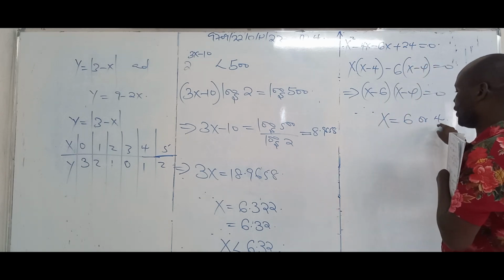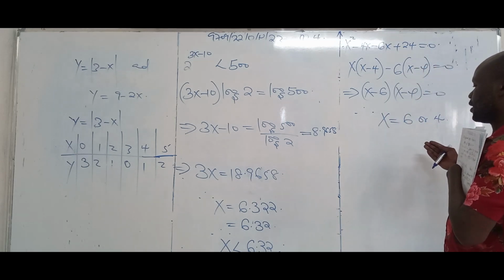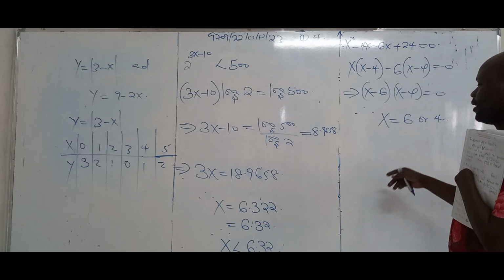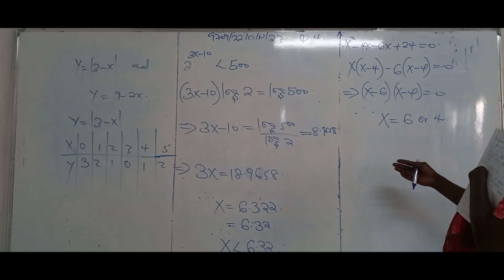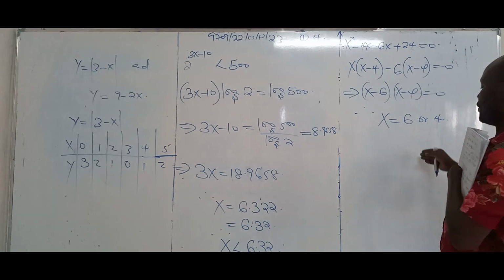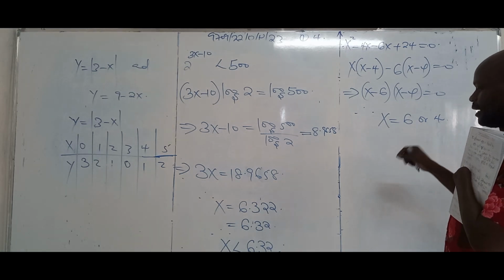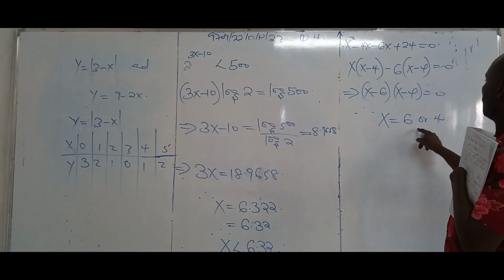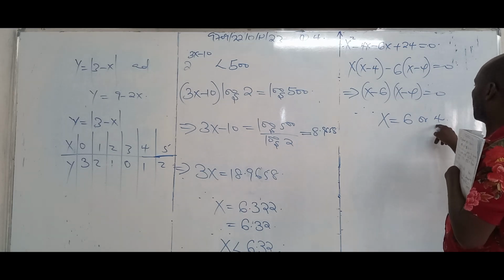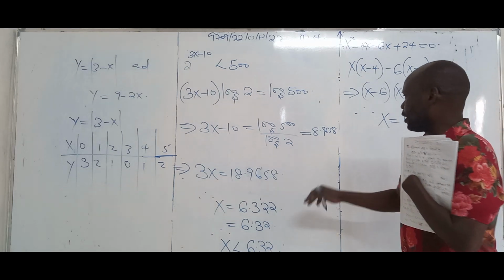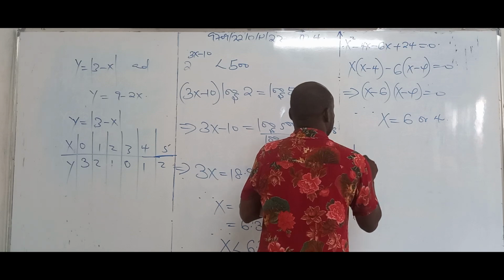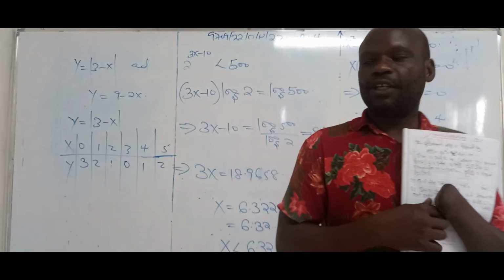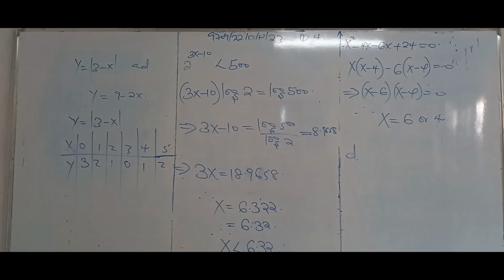Should you pick 4, then you'll be considering which integers lie between 4 and 6.32. Should you pick 6, then you know how many integers should lie between 6 and 6.32. So we are yet to see that in the graph so that we make a decision. We'll see in the graph what to pick, either 6 or 4, to help us answer part D. So I urge you to follow me. We look at the graph.